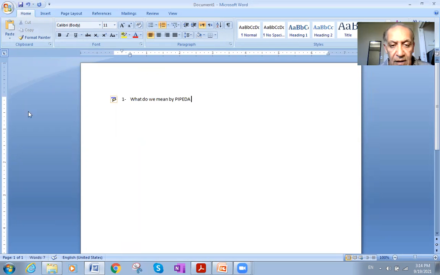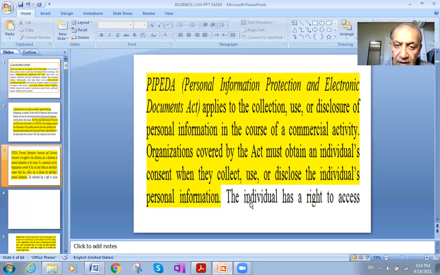PIPEDA. What do you mean by the PIPEDA? Like we said before, it is the Personal Information Protection and Electronic Documents Act.